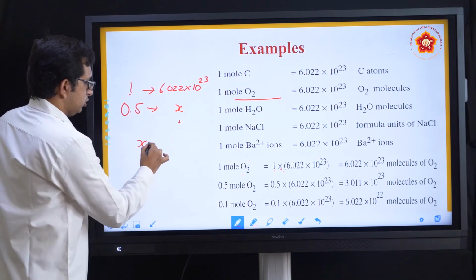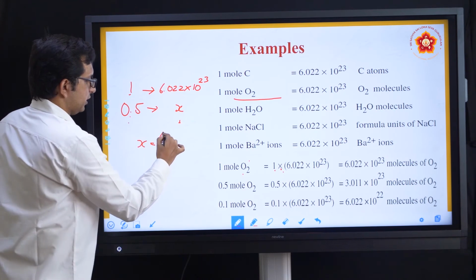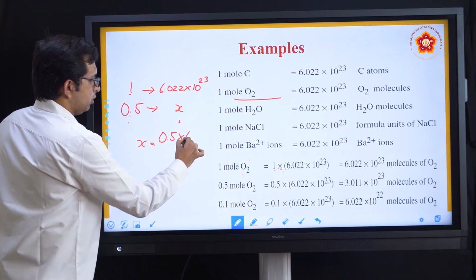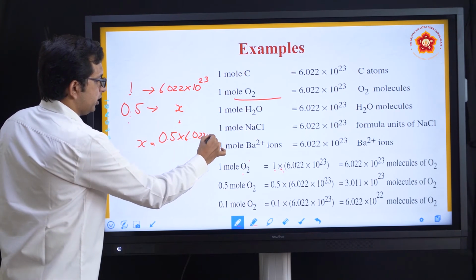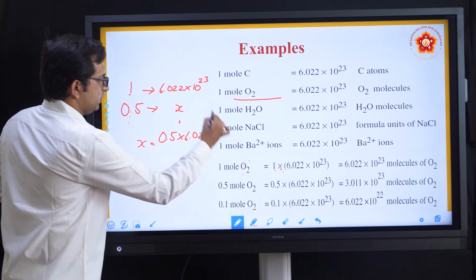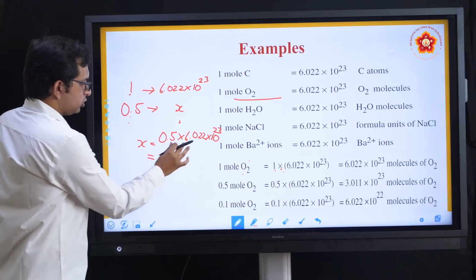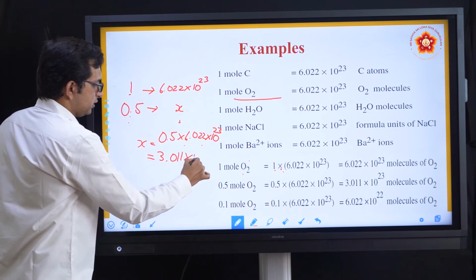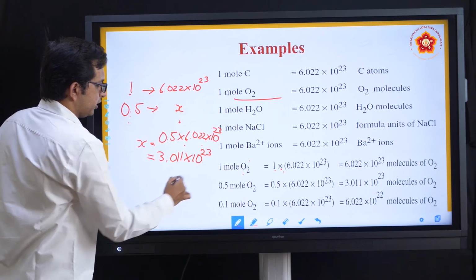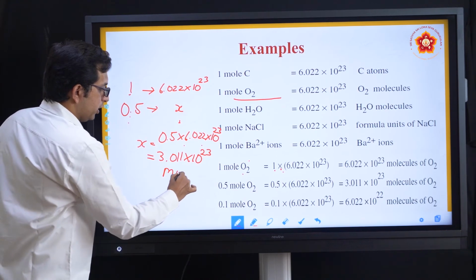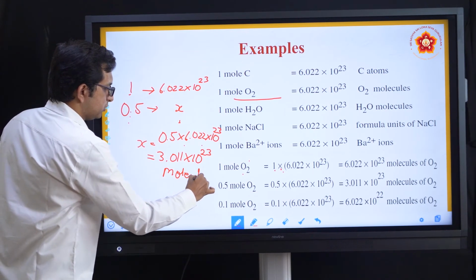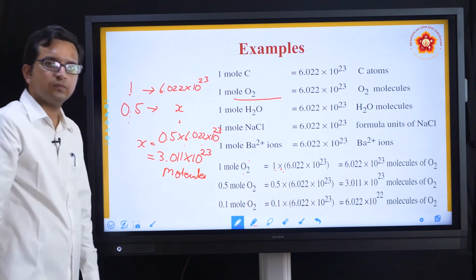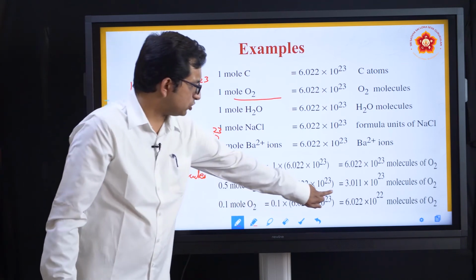So X is equal to, it is nothing but a cross multiplication: 0.5 into 6.022 into 10 raised to 23. What will this be equal to? 6.022 into 0.5, if you undertake the calculation, will be 3.011 into 10 raised to 23 molecules, because the oxygen that has been used there is O2. A direct calculation is shown here.